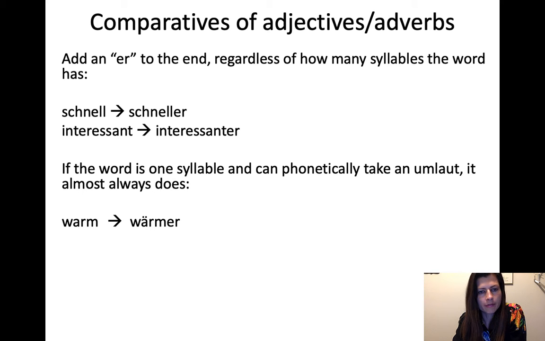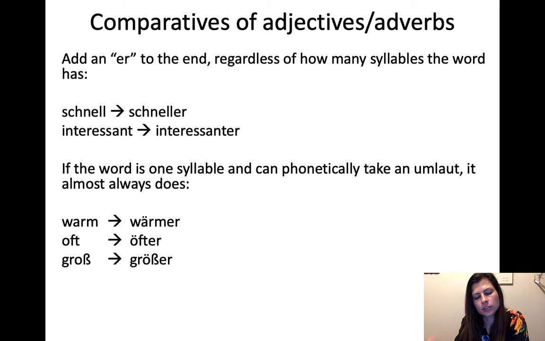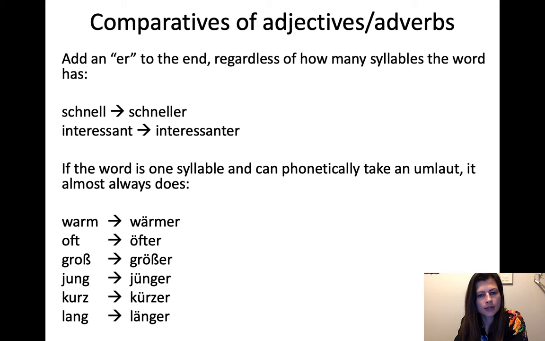So warm, wärmer, warm, warmer. Oft, öfter, meaning often, more often. Groß, größer, large, larger, or great, greater. And then jung, jünger, young, younger. Kurz, kürzer, short, shorter. Lang, länger, long, longer.